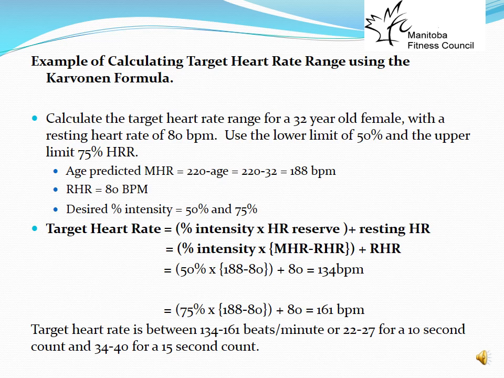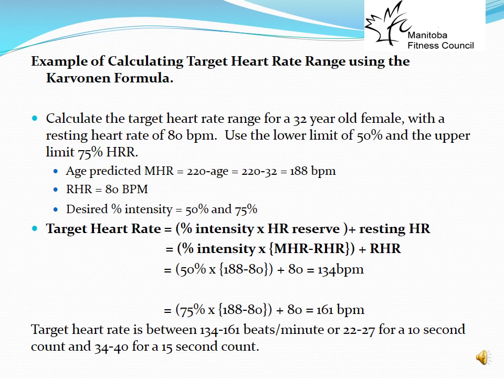So let's take the example. Okay, we're going to figure out their heart rate range, and this is going to be for an individual that's 32 years old who has a resting heart rate of 80 beats per minute. They have told us, and once again, you'll see shortly the charts that will show you where you want individuals to exercise, that for this example we want to give this lady a range in which to exercise, and we're going to say the lower intensity will be 50% of our heart rate reserve, and the upper limit will be 75% of our heart rate reserve.